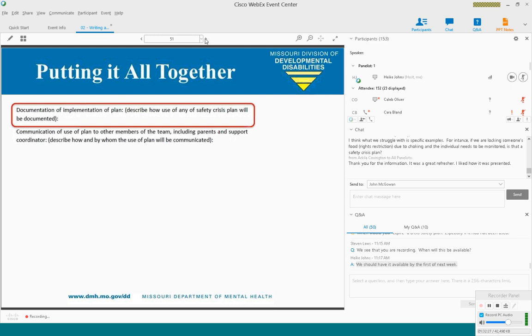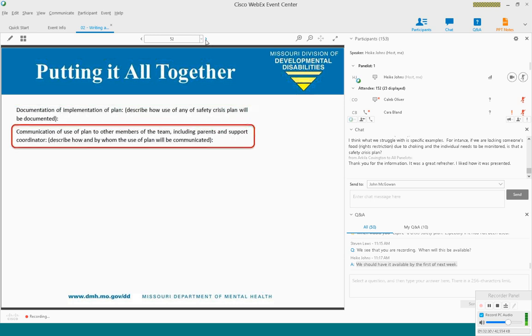I can't click with the left hand. How are you going to communicate the use of the plan to the other members of the team? So how are you going to make sure that everybody's on board, everybody's aware of it, everybody has the newest version, and everybody's implementing the same thing?